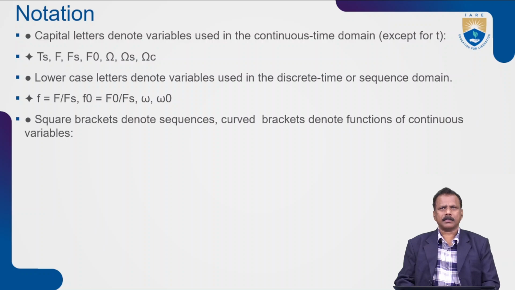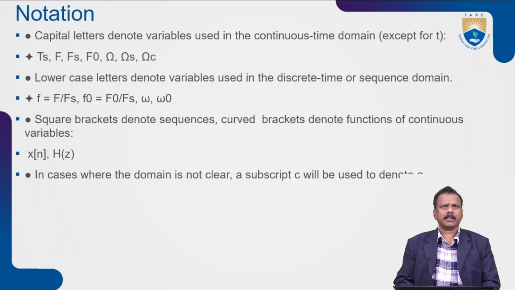Square brackets denote the sequences. Curved brackets denote a function of the continuous variables, where x of n and H of z. So using these brackets, square brackets denote sequences and curved brackets denote functions of continuous variables for designing the FIR filter using mathematical notation, mathematical expression. After writing the piece of code, we'll try to verify the output response.